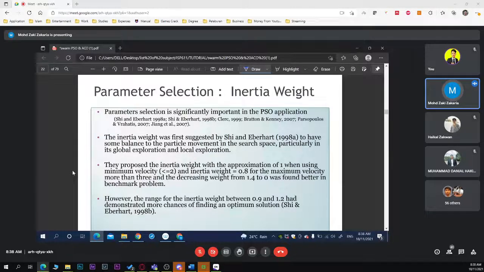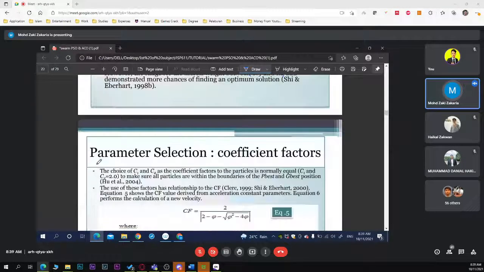So the parameter selection, inertial weight W. The function of W is to put some balance to the particle movement in search space, particularly in global exploration and local exploration. So the value for W, after they did many observations and experiments, the best is between 0 to 1.2. Okay, the best value of W equal to 0.9 or till 1.2, maybe 0.95 or 1.0 and so on, but maximum 1.2.